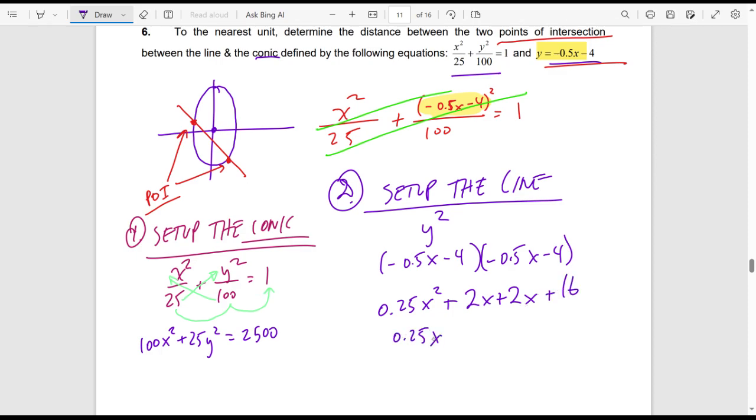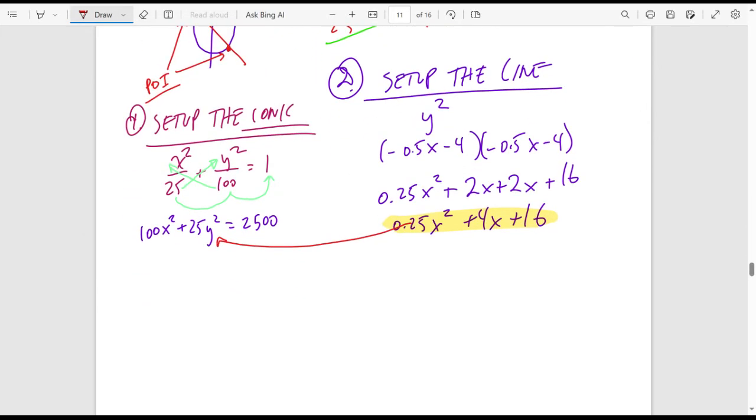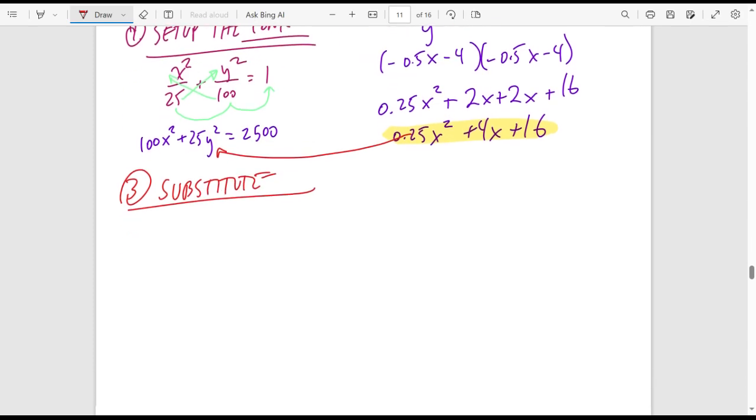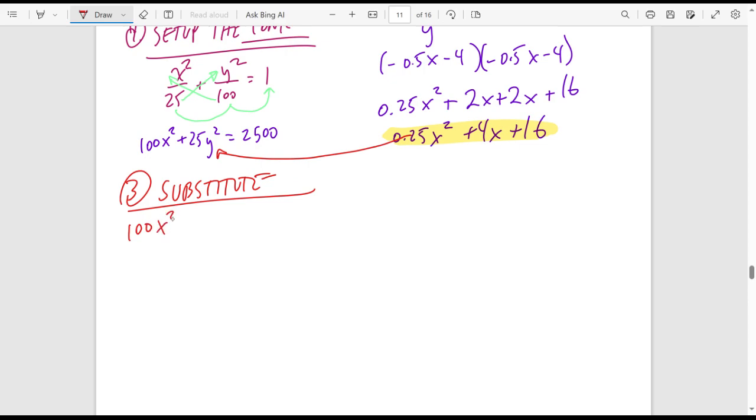So 0.25x squared plus 4x plus 16. Now, because I did the work ahead of time, does this not look prettier? So step 3, we can finally substitute it in. So it would be 100x squared plus 25 times (0.25x squared plus 4x plus 16) is equal to 2500.